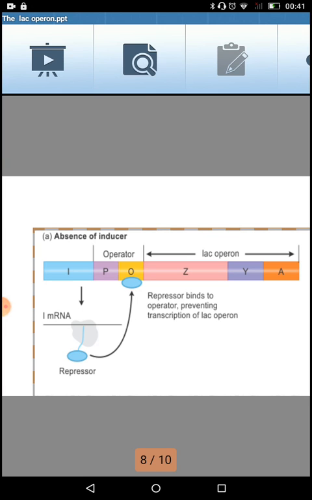This type of work is called positive movement, or positive influence. Whereas when the repressor goes and binds to the operator and does not allow the promoter to move ahead for the transcription, this is called the negative impact on the operon.